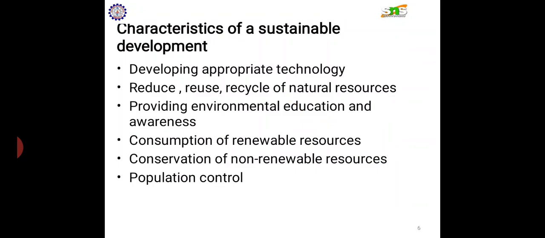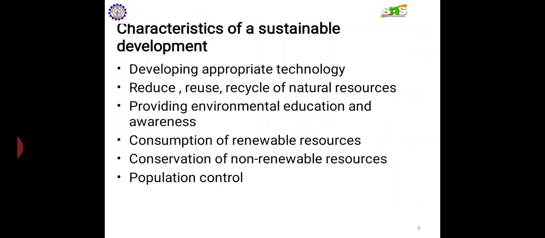So what are the characteristics of sustainable development? How can we maintain sustainable development? How can we develop these concepts and implement them? The first thing is developing appropriate technology so that we can utilize the resources in a proper manner. Next, reduce, reuse, and recycle natural resources.